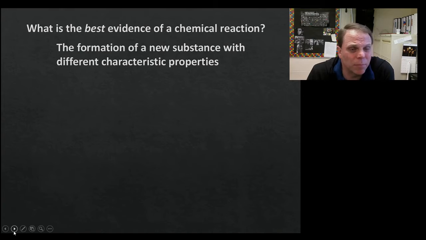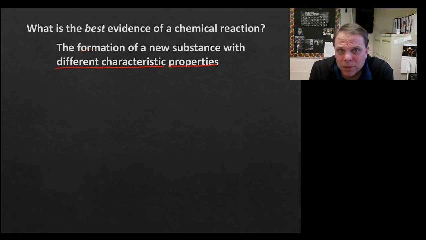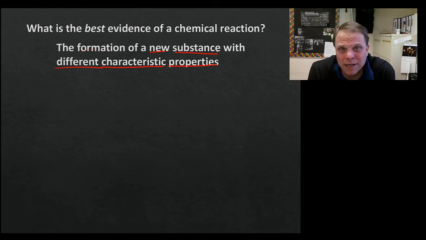Okay, so what's the best evidence? Well, really, we want to see, did we create some new properties, all right? Different identification properties or different characteristic properties. If we have a new substance that has these new properties, then we have a chemical reaction. Now, sometimes we can't see that with our naked eye and we have to do various different tests on it, but that is the best way that we can tell for sure that a chemical reaction has taken place.